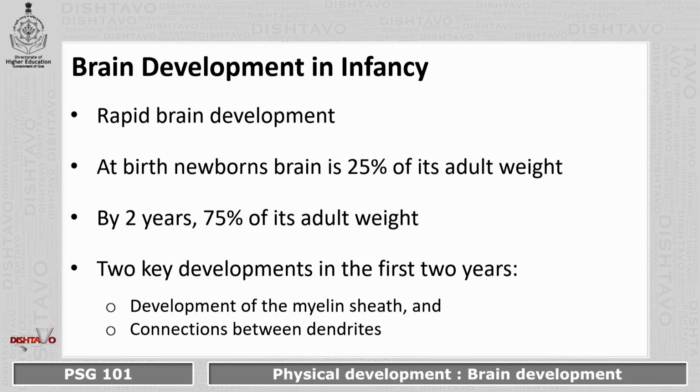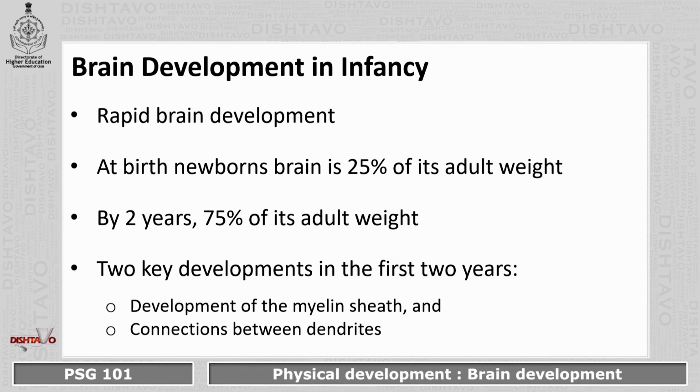Now, how does the brain develop in infancy? Brain development occurs extensively during the prenatal period. There is also substantial development in infancy and later on. At birth, the newborn's brain is about 25% of its adult weight. By the second birthday, the brain is about 75% of its adult weight. Two key developments during these first 2 years involve the myelin sheath and connections between dendrites.